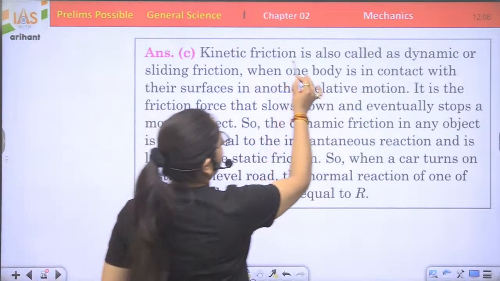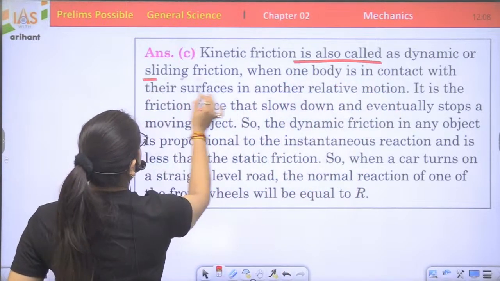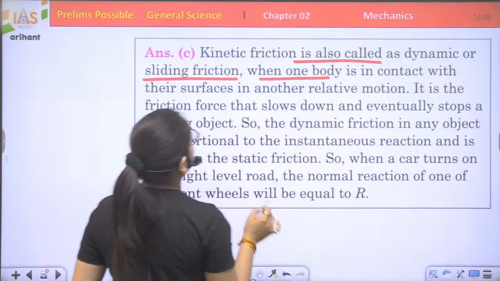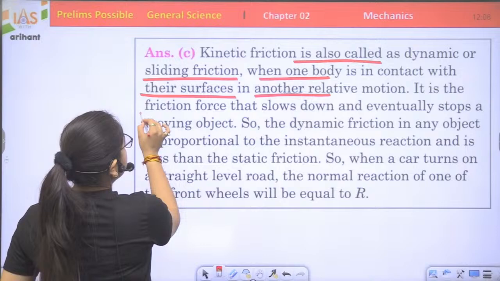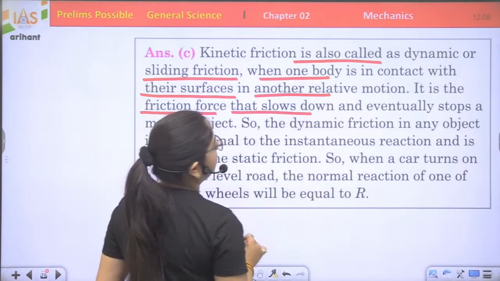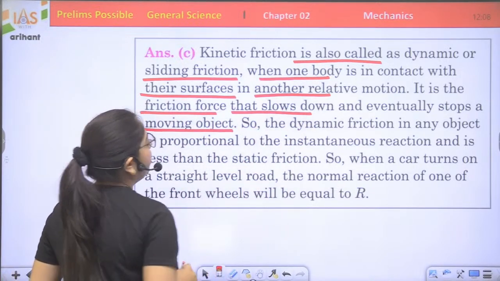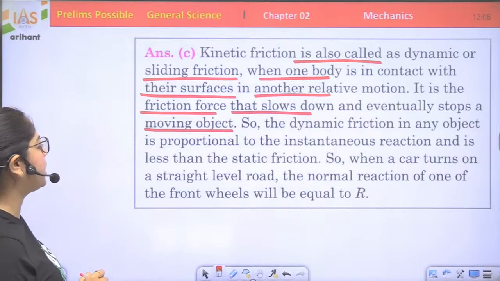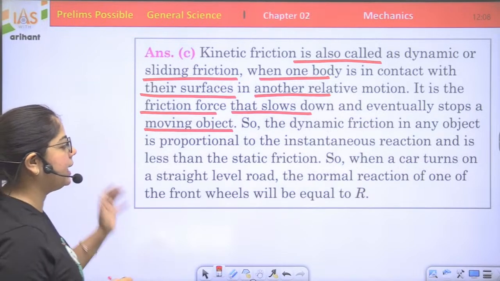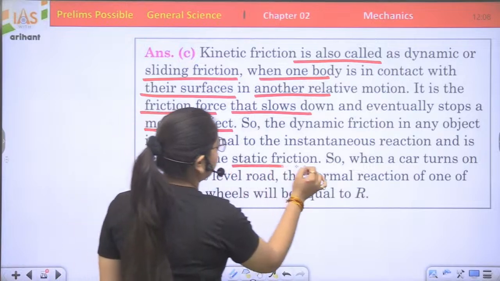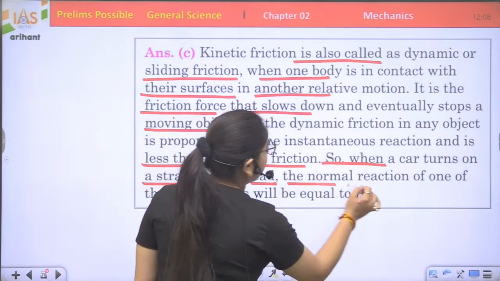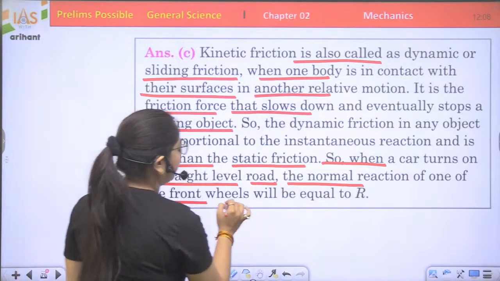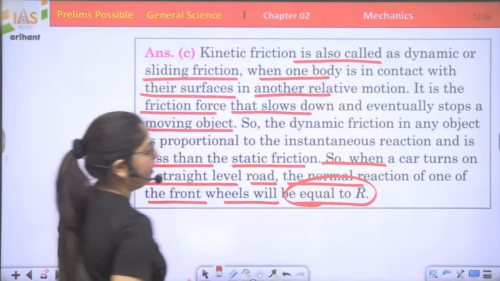Kinetic friction is also called dynamic or sliding friction. When one body is in contact with another surface in relative motion, it is the friction force that slows down and eventually stops a moving object. So the dynamic friction in any object is proportional to the instantaneous reaction and is less than the static friction. So when a car runs on a straight level road, the normal reaction at one of the front wheels will be equal to R. Clear?